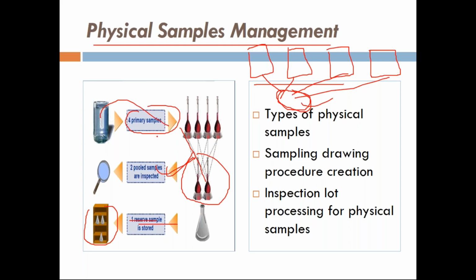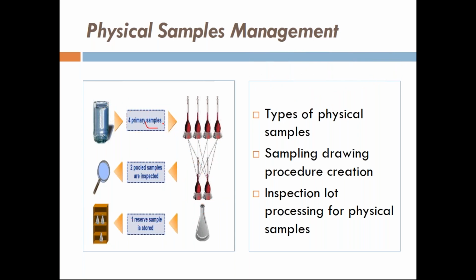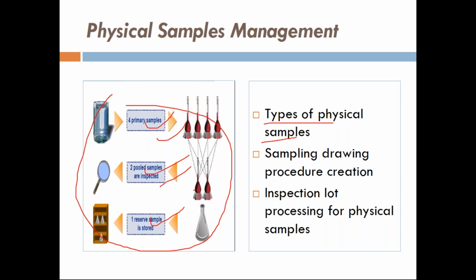Now, when the GR is done, or when the material is received, or when the material is produced, the system has to create all these samples automatically: primary samples, pooled samples, reserve samples. So how to create all these samples automatically in the system, we will understand. What are the types of physical samples, how these samples have to be created, what master data you need to set up for this, and using these samples, how the inspection lot processing happens. Those things we will discuss. That is called physical samples management.